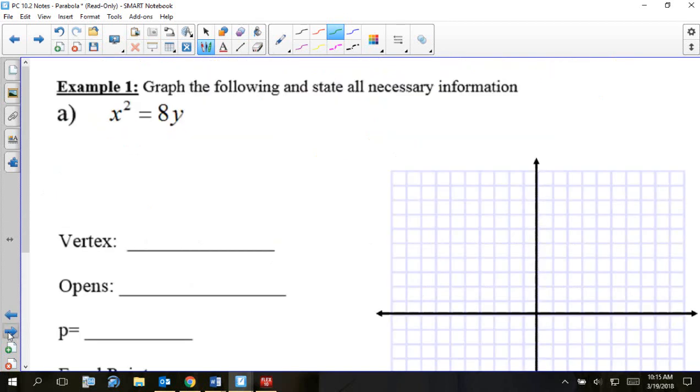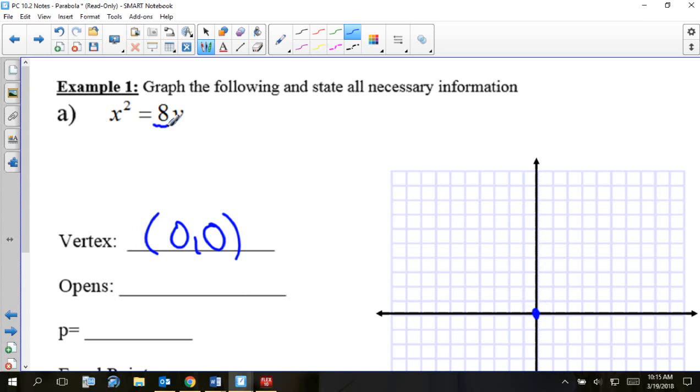So our first example, x squared equals 8y. Look and see which variable is squared. X is squared. That's what's normal. Y equals x squared. That's normal. That's going to be upward bound. Our vertex would be h and k, where there's no parentheses here, so our vertex is at 0, 0. And plot that.